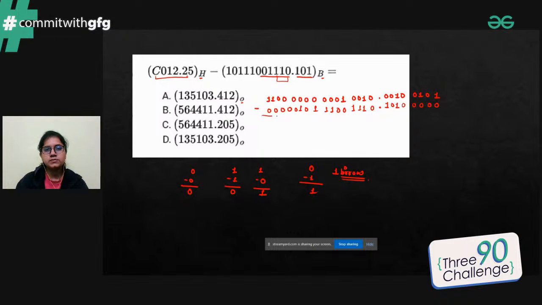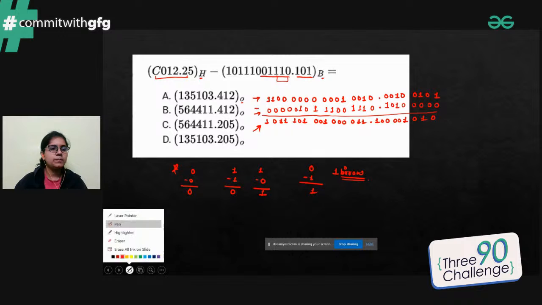Now what is the result of the subtraction? The result is 1 0 1 1, 1 0 1, then 0 0 1 0 0 0 0 1 1, decimal point, then 1 0 0 0 0 1 0 1 0. This is the binary subtraction rule. Likewise, I subtracted this number from this number and we got the result.